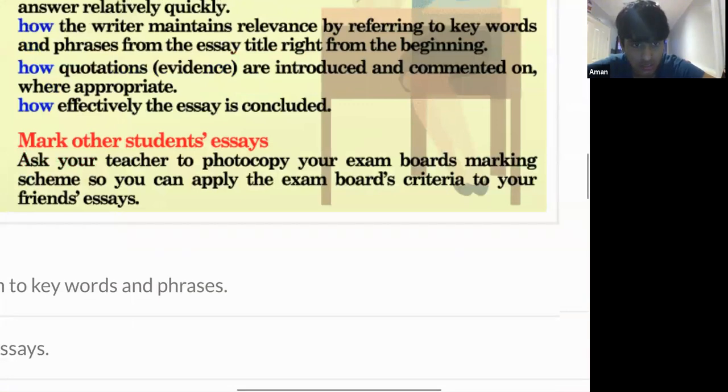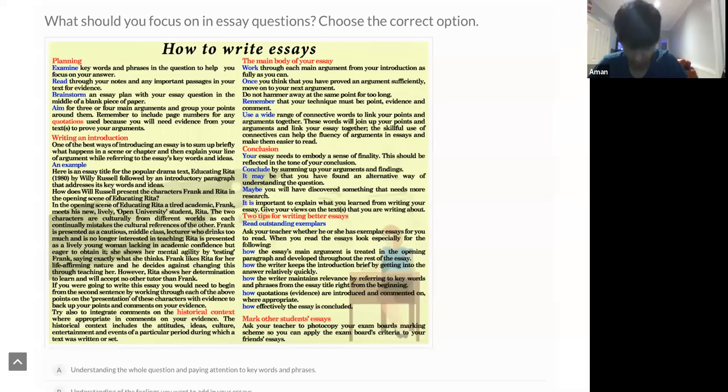So finish it off. Mark other students' essays. Ask your teacher to photocopy your exam board's marking scheme so you can apply the exam board's criteria to your friends' essays. Well done. Sometimes it's not easy writing essays, and one of the key criteria is that you ask your teacher what examination board you're doing and get a marking scheme for this, Aman. When you get a marking scheme, it will show you what structure to follow in terms of writing a good, healthy essay.